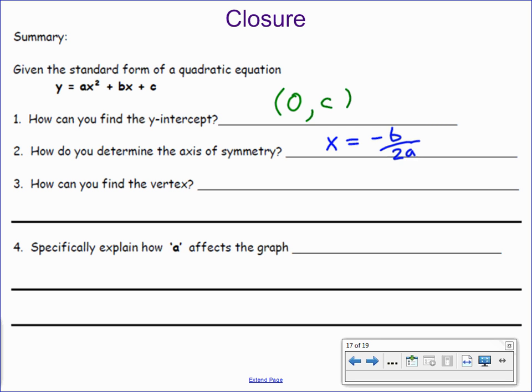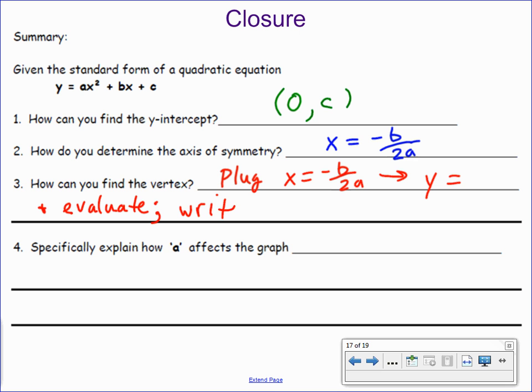Finding the vertex then is going one step further. I first get my x coordinate of the vertex, which is the same as the axis of symmetry, x equals opposite of b over 2a, and then plug that x equals opposite of b over 2a into my original function rule, y equals, and solve for y. Then I'll write my vertex as a point x comma y. So how can we say that? Well, we'll say plug x equals opposite of b over 2a into my y equals equation and evaluate; semicolon, and then write my vertex as a point.